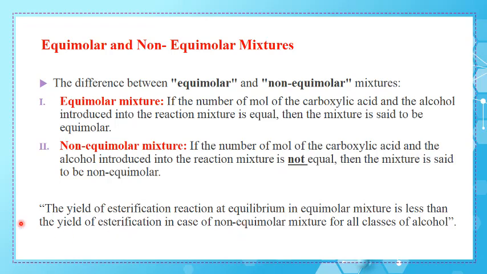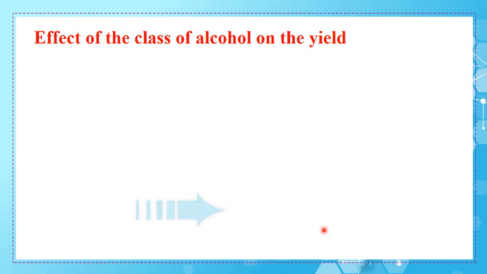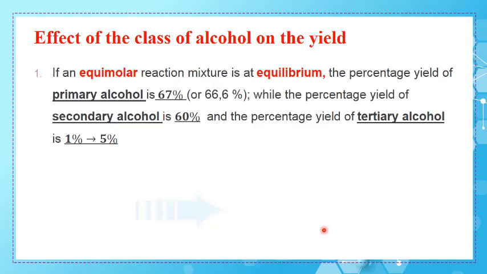Here is a remark that the yield of esterification reaction at equilibrium in an equimolar mixture is usually less than the yield of esterification in case of non-equimolar. Actually, I cannot explain it, and I doubt I will be asked about this here, but it is just a remark to be given. Effect of the class of alcohol on the yield. Here, those values are found experimentally. I cannot explain it in this class. So, if an equimolar reaction mixture is at equilibrium, the percentage yield of a primary alcohol, if the alcohol used is primary, is 67.